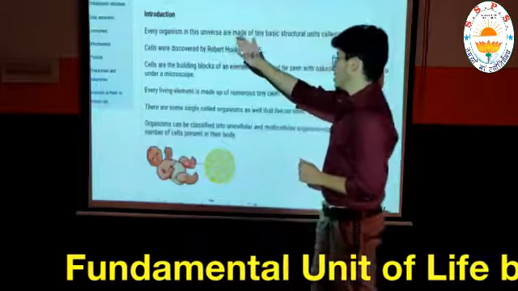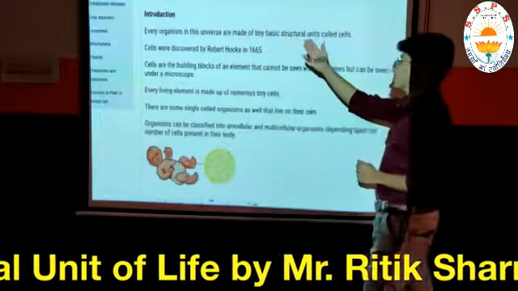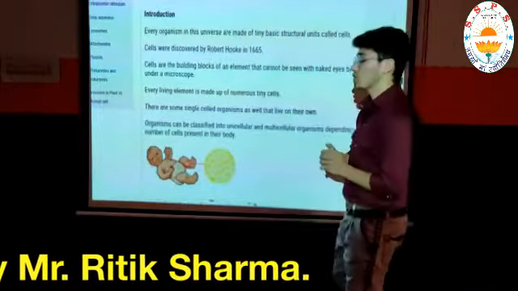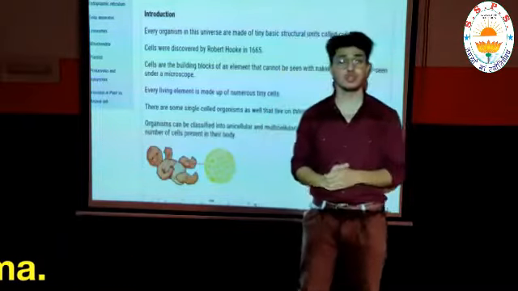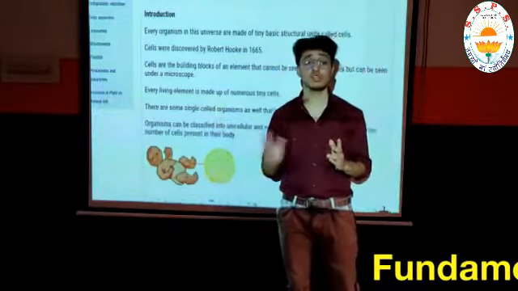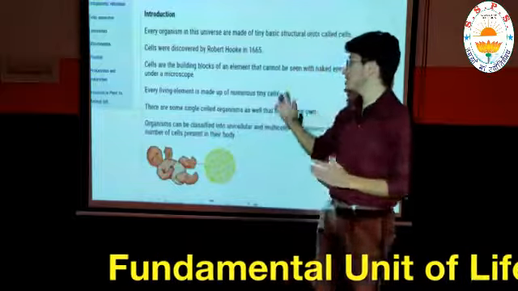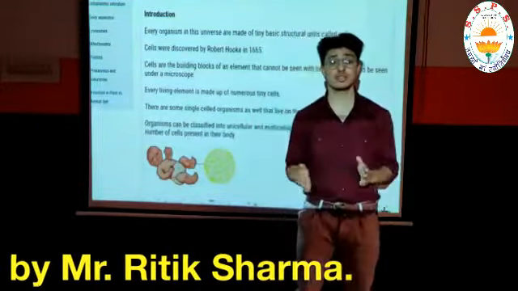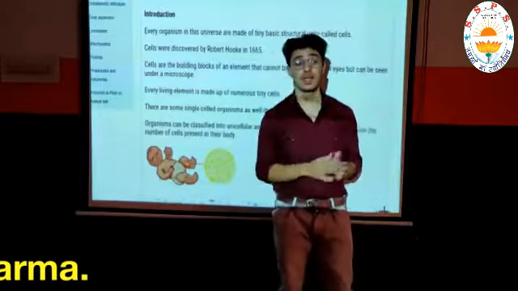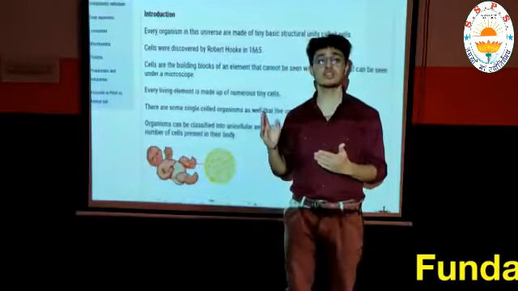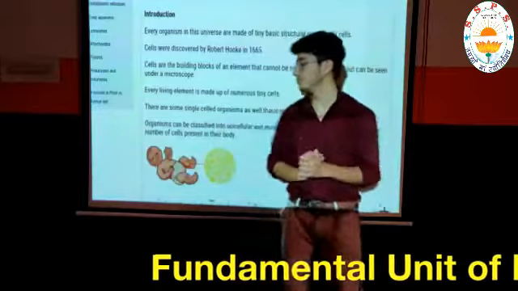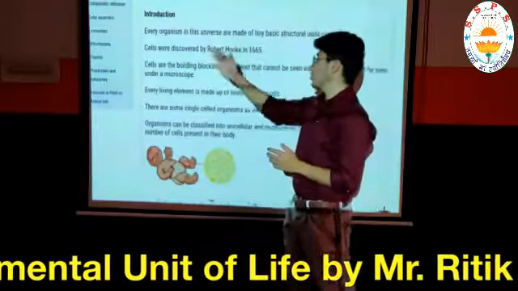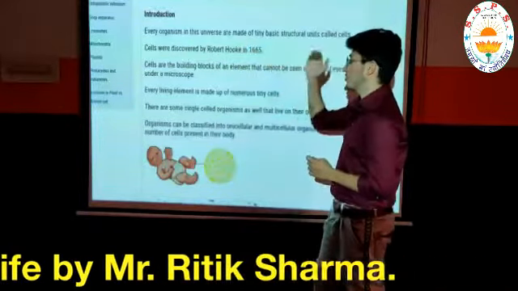Every living organism in this universe is made up of tiny basic structural units called cells. So if someone asks you what a cell is, you can answer that a cell is the basic structural and functional unit of life. Cells were discovered by Robert Hooke in 1665.